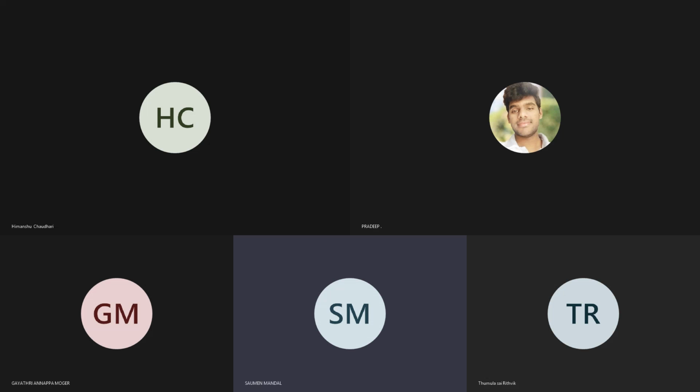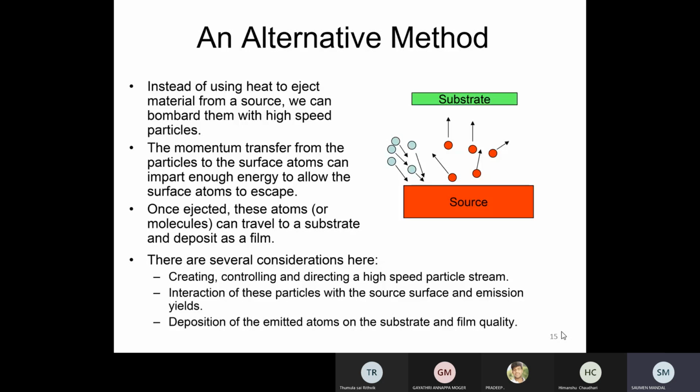Okay, it's an excellent alternative. It's under physical vapor deposition, PVD, so this is actually a vapor deposition method, but it is a little bit different. Instead of using heat to eject the material from the source, as in thermal evaporation where a heat source is there, here we bombard the source with high-speed particles.